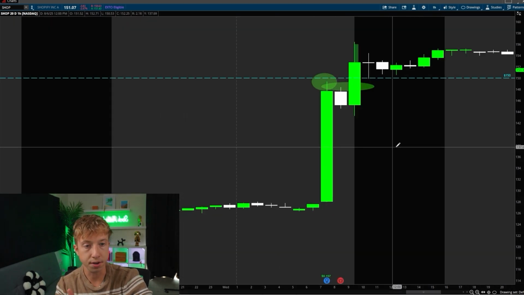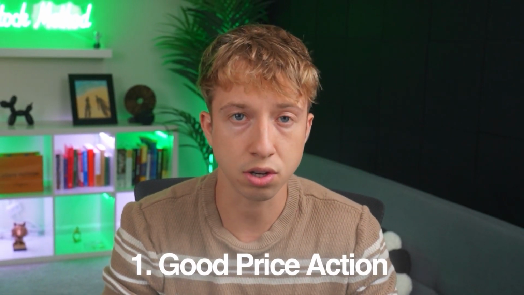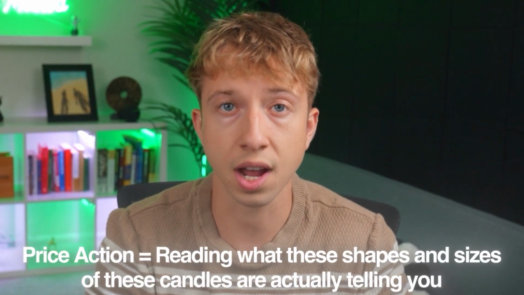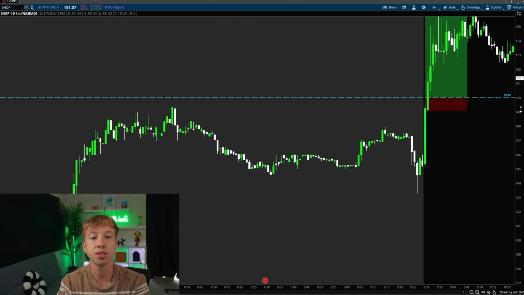The more, the better. But once I find my key levels, I still have to wait for two things in order for me to enter a position. And the first thing is I need to wait for price action to look good. Now, price action is reading what the shapes and sizes of these candles are telling you. Reading previous price action is very, very important. This will decide if we're going to take a trade, if we're not going to take a trade, and what we can expect when we're about to take a trade. This is very important, and this helps increase our win rate and decrease the fake outs.